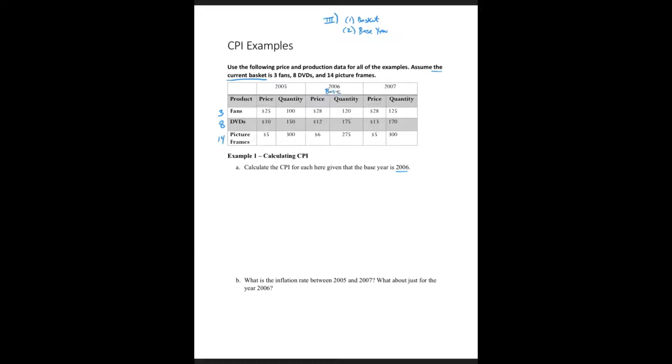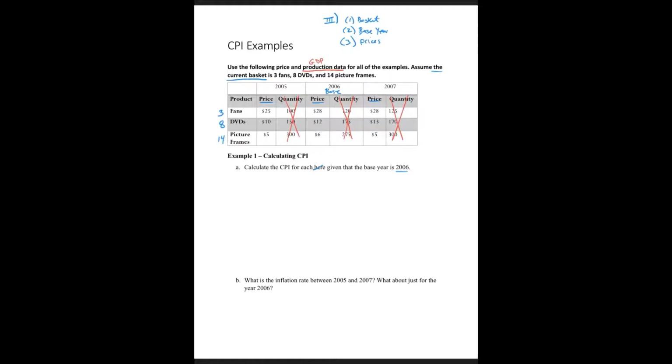I'm just gonna write base underneath this so we know it's the base year. And the third thing that we need is those prices from each year. And we can see that we are given those prices. In this question, you're given some information that you don't need, and that's the production data. Remember, the production data we would need for GDP, but we don't need that for CPI, which is what we're doing this week. So we can get rid of that production data because we aren't going to use it in this practice problem. Let's go ahead and get started on this first part A, calculating the CPI for each year.